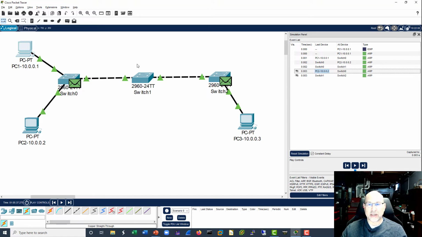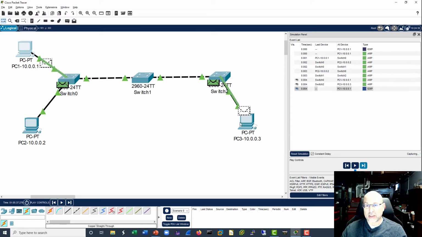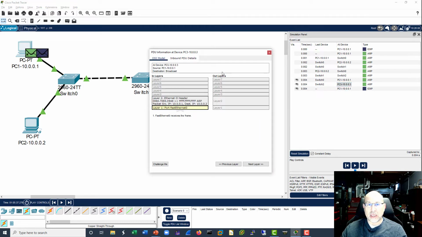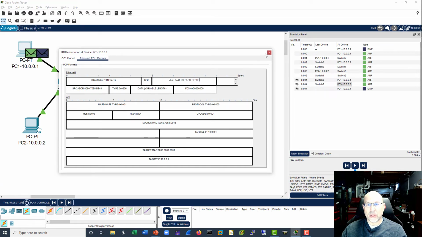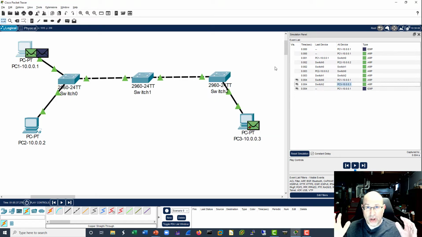So switch 1 blasted it out everywhere, switch 2 blasted it out everywhere. So PC3 is going to get this broadcast message even though it's not involved in the conversation. Okay. So the broadcast frame went everywhere by design. That's what switches are supposed to do. Now the next question is, what do they do with the unicast traffic after that? And the answer is that switches only forward the unicast traffic to the endpoints that are involved in the discussion, the endpoints that need to get it, the endpoint that has that destination MAC address, at least once they've learned where everybody is.